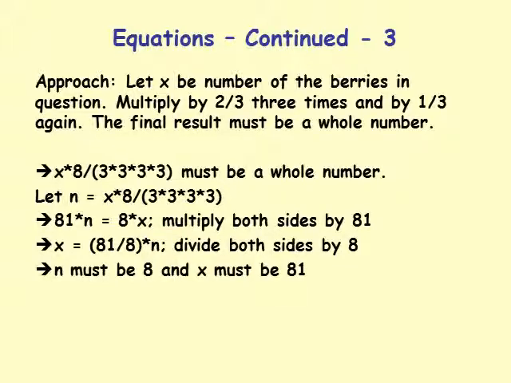Let's continue here. So n must be 8 and x must be 81. So these three friends started with 81 berries. There is no other number smaller than 81 which would satisfy the constraints of the problem.